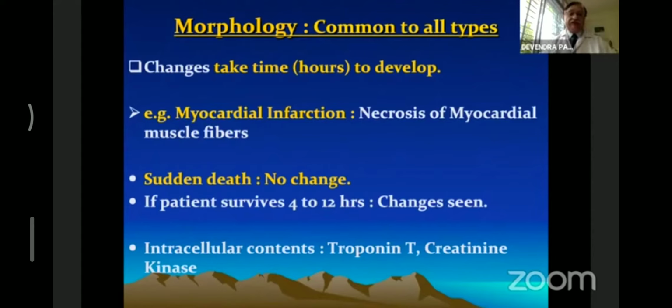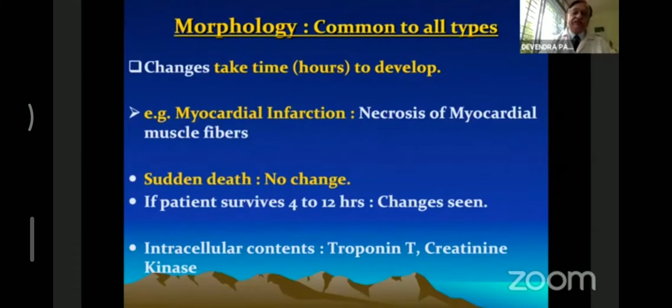Okay. So morphology common to all types of necrosis. First principle is the morphology that we see under the microscope or with the naked eye takes time to develop. We will take the example of myocardial infarction. That is the heart attack where the coronary arteries are suddenly blocked and the blood supply to the heart muscles has failed. This event has occurred at 8 o'clock in the morning. The patient dies of a complication, let's say at 8:30. Sudden death, no change will be detected. We cut open the person, perform autopsy, see the heart macroscopically, gross and microscopically, no change whatsoever is seen.